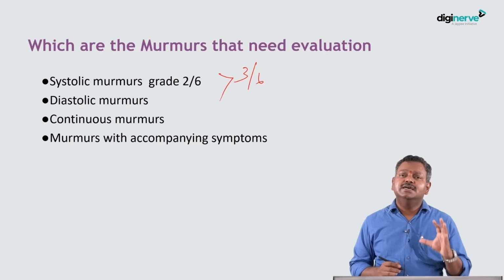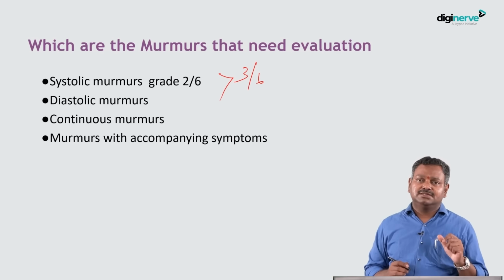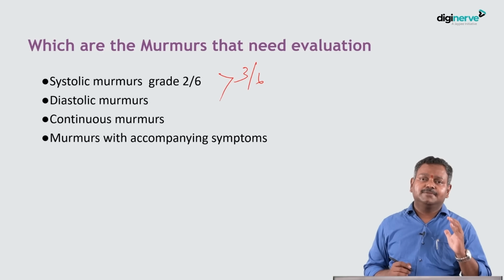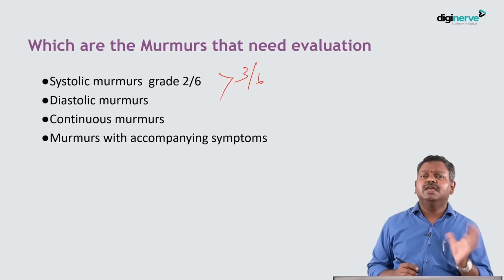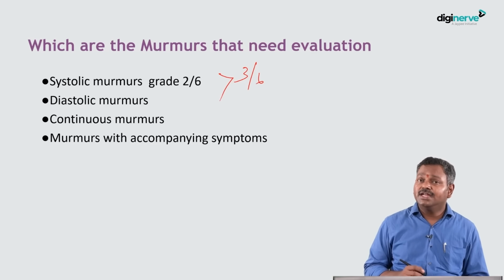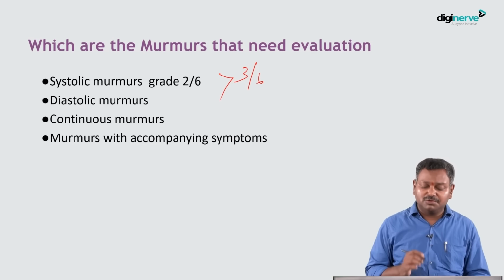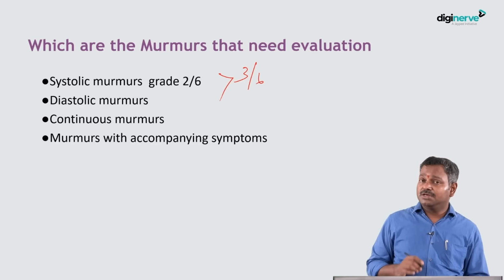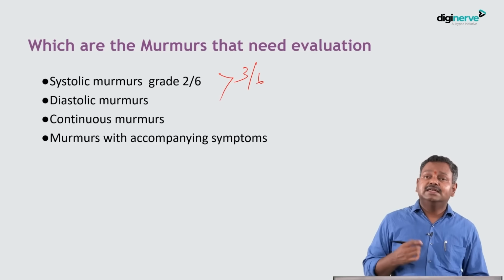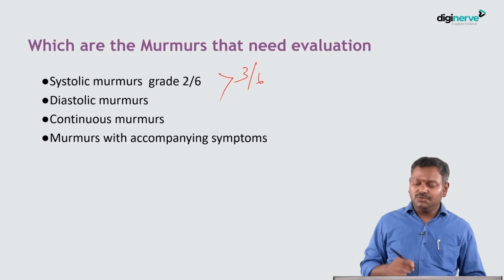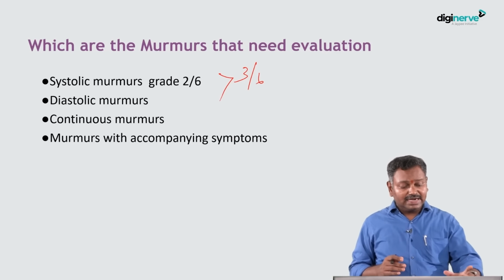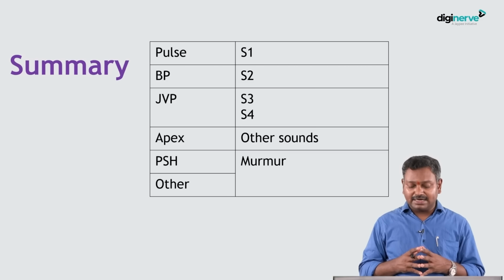2/6 could be an innocent murmur. Remember the soft systolic murmurs, 2/6, no thrills, very soft, may be functional. You need not evaluate a systolic murmur of 2/6. A systolic murmur more than grade 3/6, diastolic murmurs, continuous murmurs, murmurs accompanying symptoms, we have to evaluate. So these are the common MCQs that are asked.